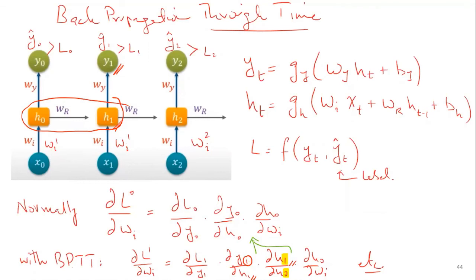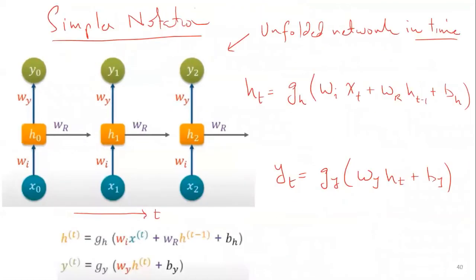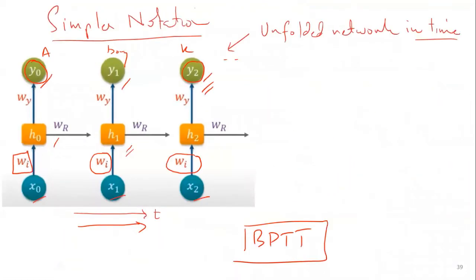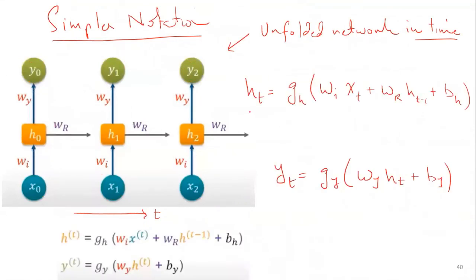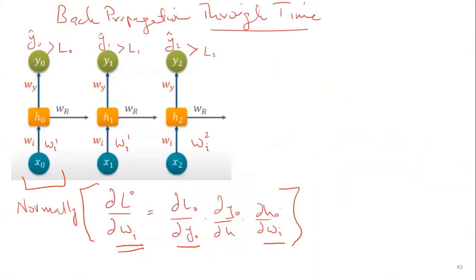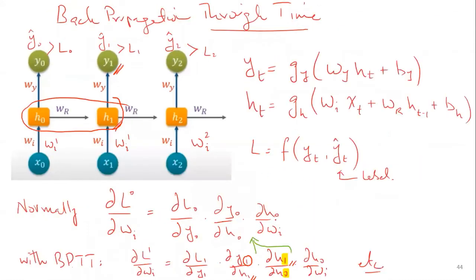Now remember, h1 has an equation with respect to h0. We saw that a little while ago: h of t is related to h of t minus 1. So now you have to take a derivative of h of t with respect to h of t minus 1. What will you get? You will probably get these weights, so those weights will be updated accordingly. And then you take the derivative of h0 with respect to wi.